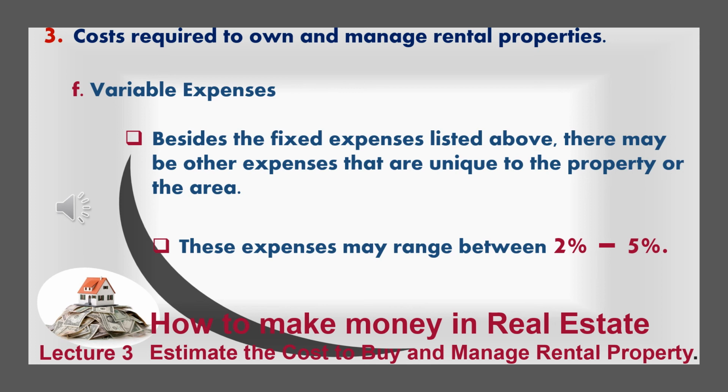Variable expenses. Variable expenses are a rental property expense that should not be overlooked when setting your budget. Besides the fixed expenses listed above, there may be other expenses that are unique to your area. These expenses are calculated by using a percentage of the rent that comes in and may range from 2% to 5%.